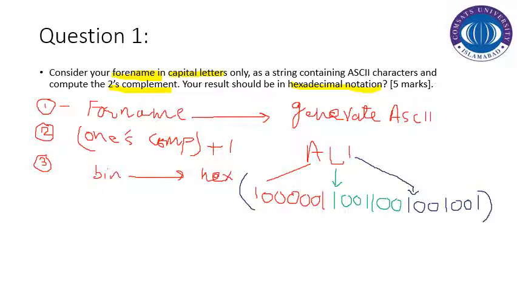So it's 0, 1, 1, 1, 1, 1, 0, then again 0, 1, 1, 0, 0, 1, 1, and then again 0, 1, 1, 0, 1, 1, 0. So that is the one's complement that has been generated by flipping the bits.